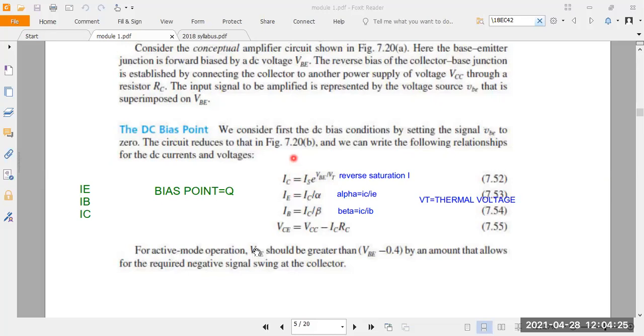Ganesh HR. Ganesh. What is reverse saturation current? Yes, sir. What is reverse saturation current?